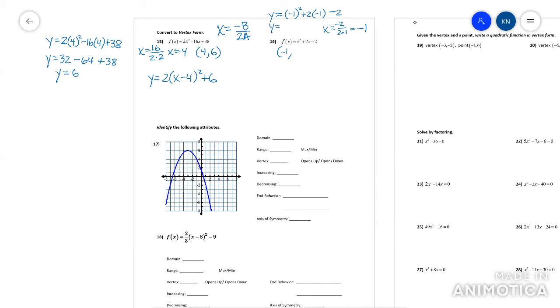So that's going to be negative 1 squared is positive 1. Plus 2 times negative 1 is negative 2. So I'm just going to write minus 2. Then minus 2 at the end for this one. 1 minus 2 is negative 1. Minus 2 makes negative 3. So now I'm ready to write it in vertex form. Y equals, my a value from the original equation was 1. Make your vertex match. So (x plus 1) squared minus 3, like that.